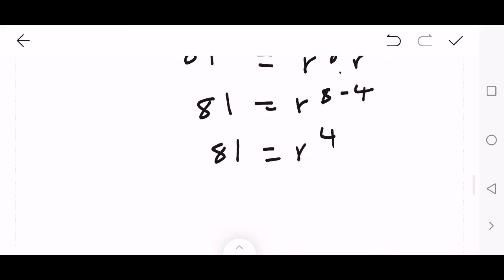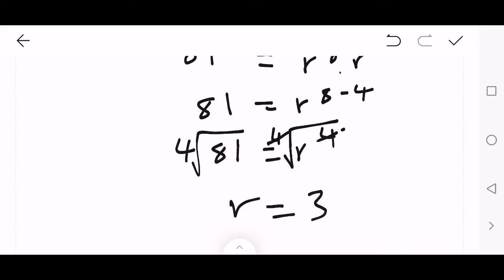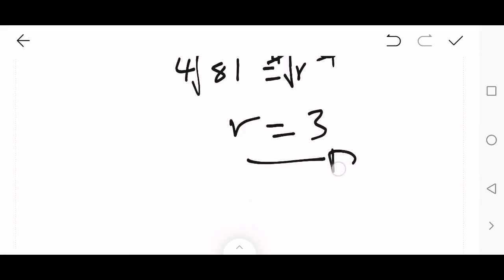Now we should get rid of the power. So we'll just take the root, and the root will be a 4th root, so we go 4th root here. This 4 will cancel with that one, and we're going to be left with r equals 3. So that's our common ratio there.